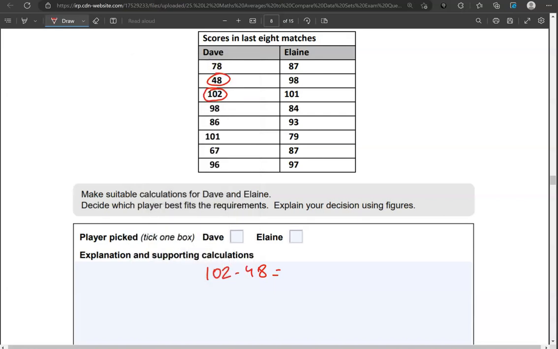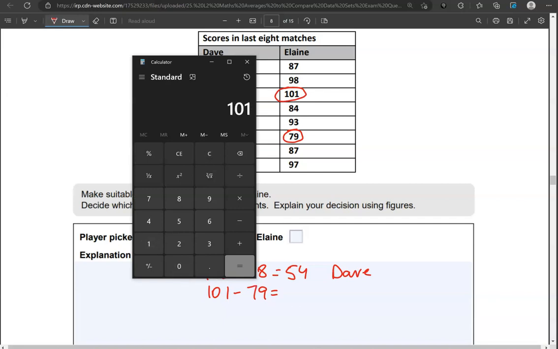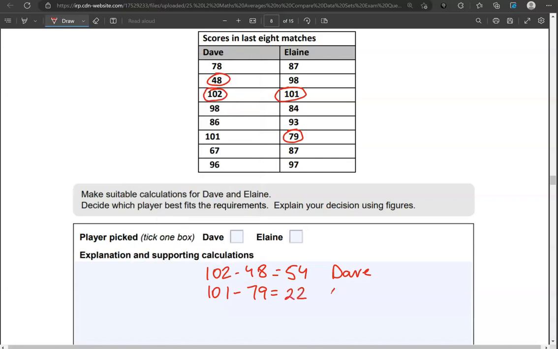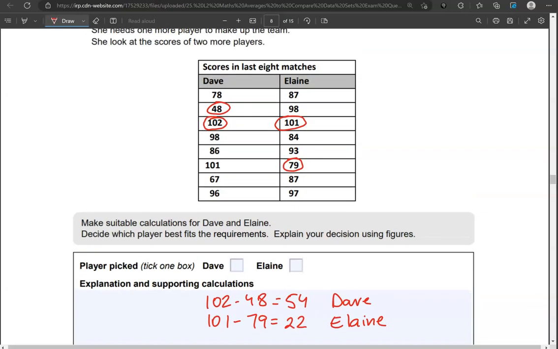Which is 54. And for Elaine, that is 101 take away 79, which is 22. So Elaine is a lot more consistent in terms of the scores. Let's work out the median.